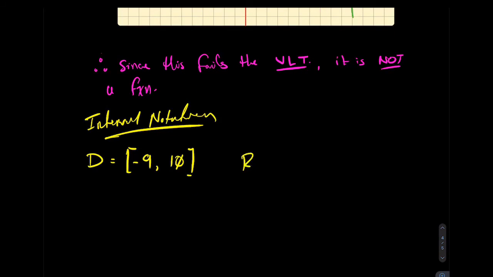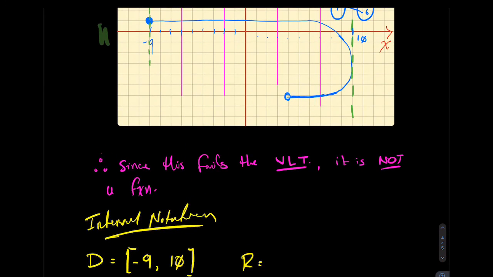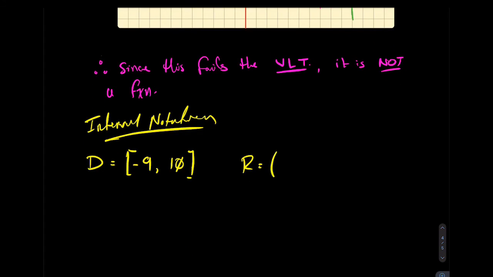What about our range? So again, let's start with our lowest value for our range. Our lowest value looks like it's this one right here, which I think was -6. 1, 2, 3, 4, 5, 6. -6. And it's open, so that means we're not including it. So we have to use a soft bracket.